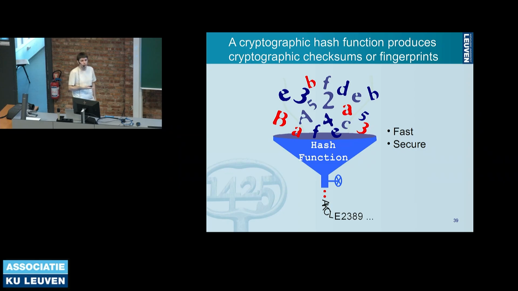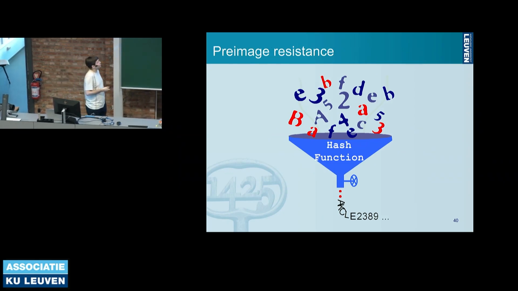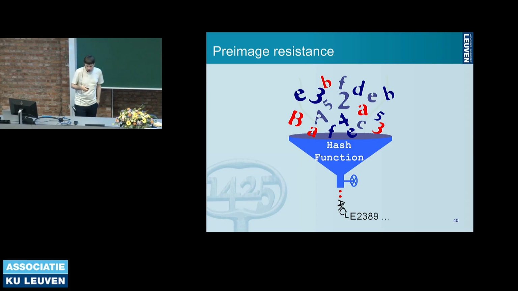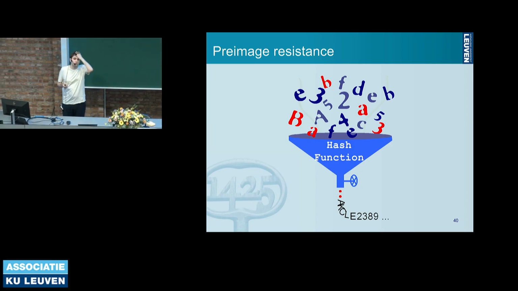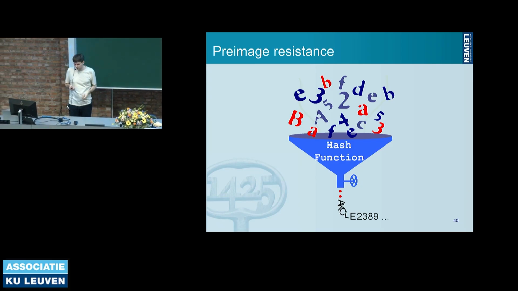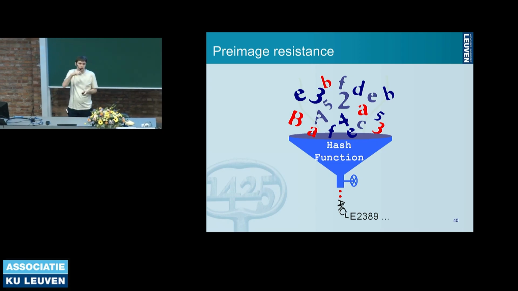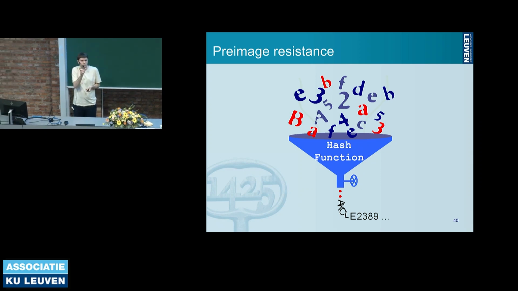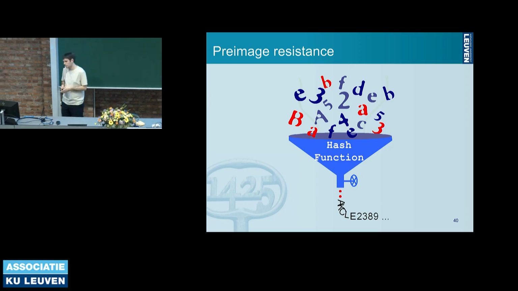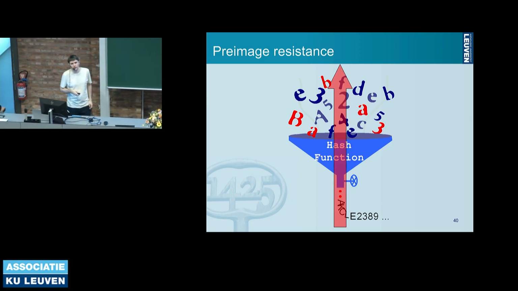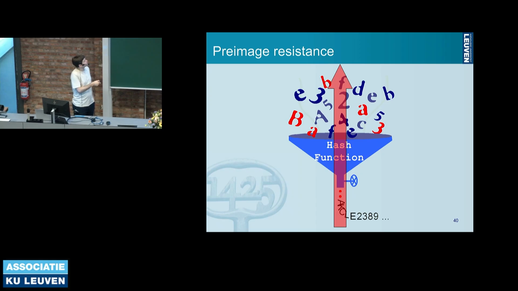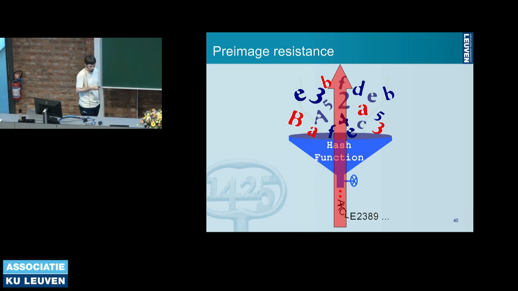And what do we mean by secure? Depending on the application, that can be several things. The first security criterion that you might want is pre-image resistance. If I'm going to apply this to my message, my message is actually secret, so knowing the digest should not reveal what my message was. That means it should be difficult to compute backwards. Given the digest, I have to find a message that corresponds to that, and that should be a difficult problem.